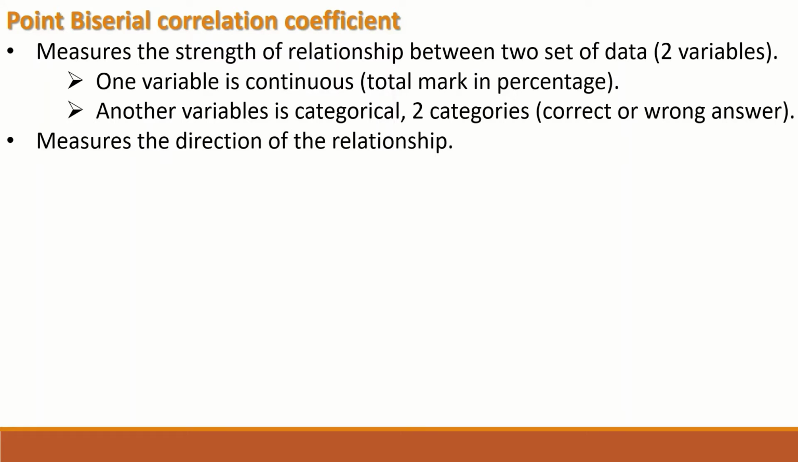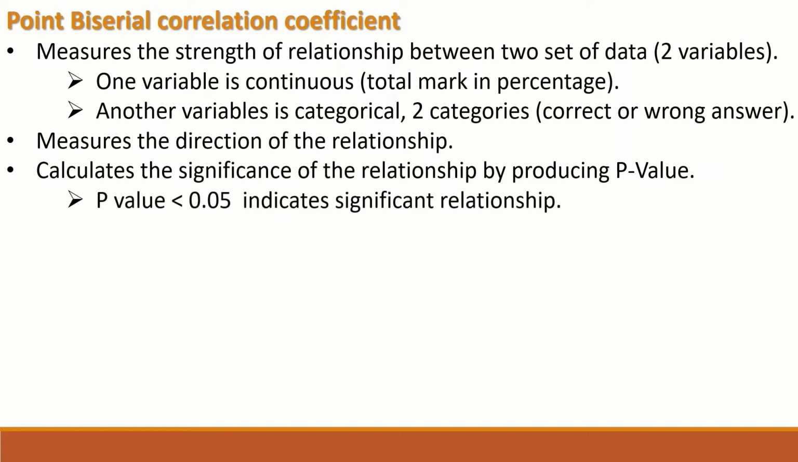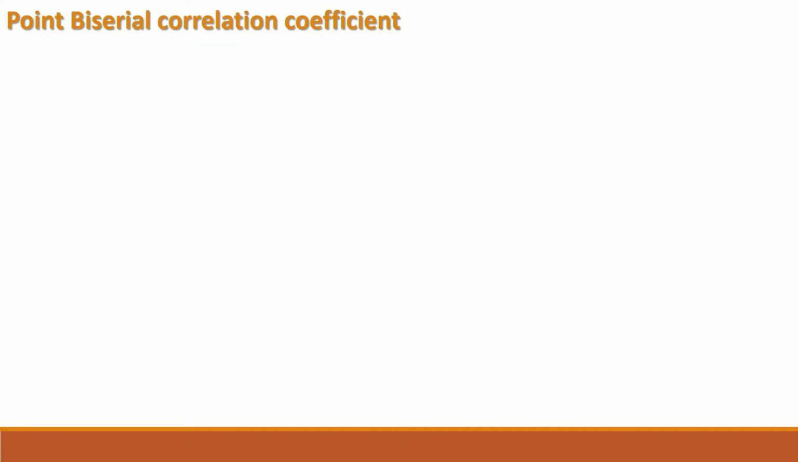The statistical test, the point biserial correlation coefficient, does measure the direction of the relationship, and it does calculate the significance of the relationship by producing a p-value. A p-value less than 0.05 indicates a significant relationship. A p-value greater than 0.05 indicates a non-significant association.